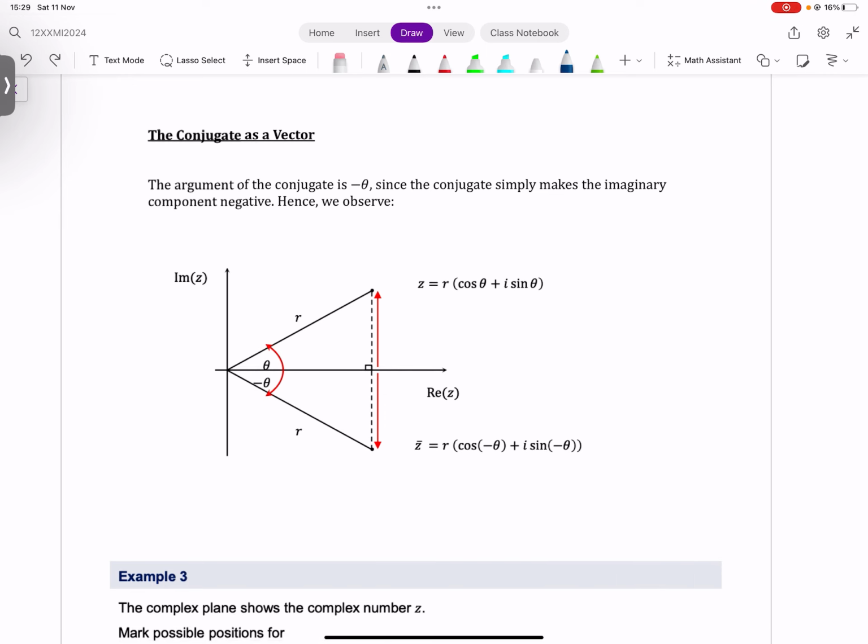Okay. The conjugate as a vector. The argument of the conjugate is minus theta, since the conjugate simply makes the imaginary component negative. Hence we observe that the conjugate is just the vector, but it's reflected upon the x-axis.